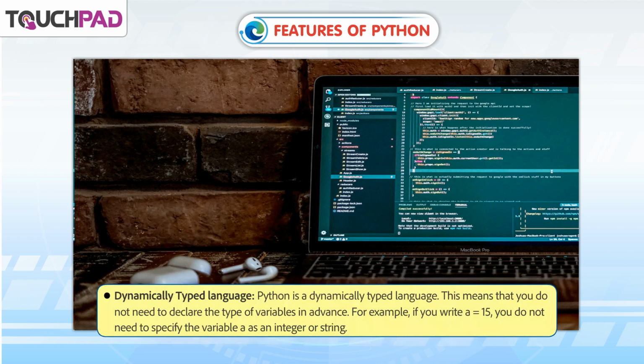Dynamically typed language. Python is a dynamically typed language. This means that you do not need to declare the type of variables in advance. For example, if you write a = 15, you do not need to specify the variable a as an integer or string.